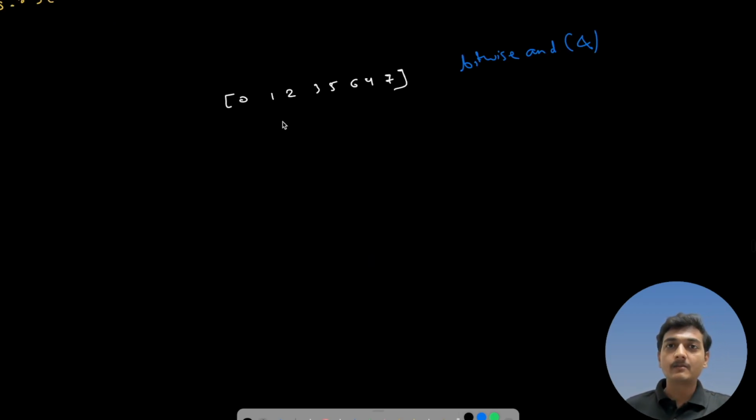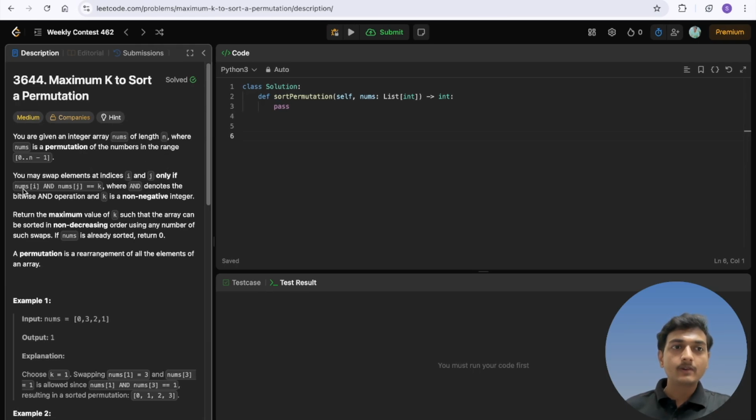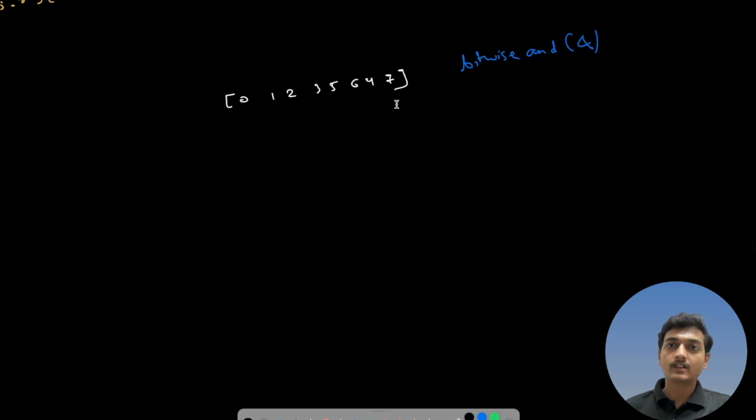Here I have written my array, and we have been given in the question that we have to perform the bitwise AND operation, right? Whenever we get a question around bitwise AND or any bitwise operation, the answer lies in bits only.